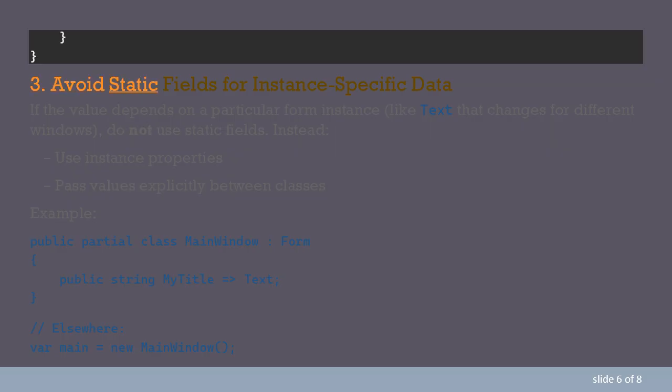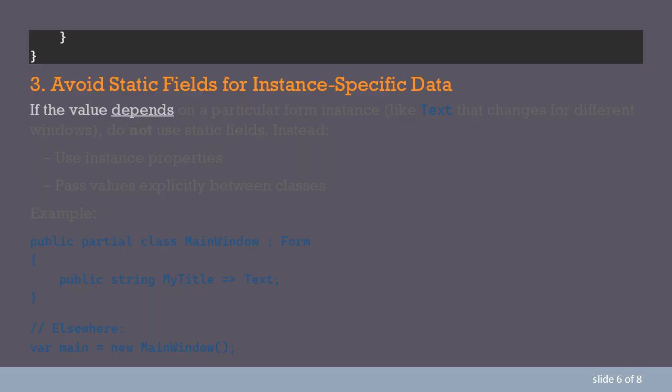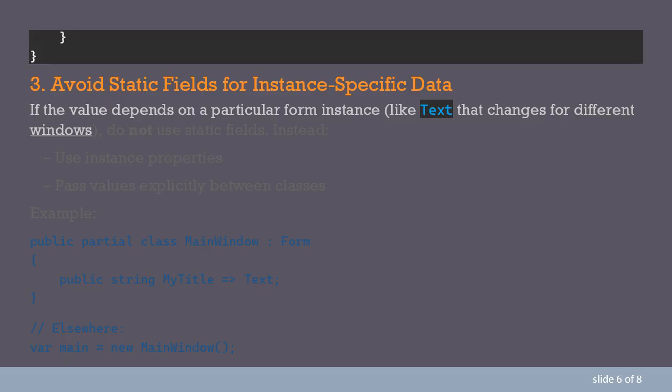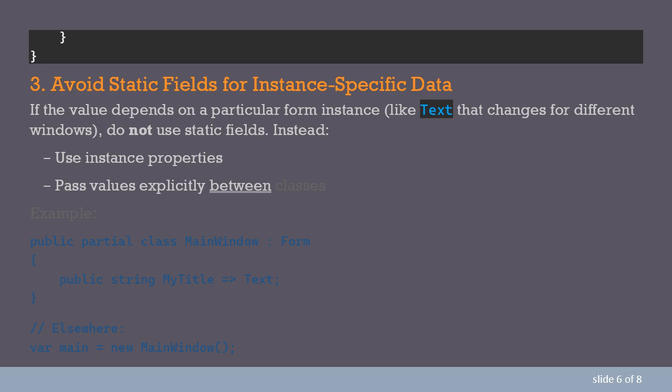3. Avoid static fields for instance-specific data. If the value depends on a particular form instance, like text that changes for different windows, do not use static fields. Instead, use instance properties. Pass values explicitly between classes. Example.